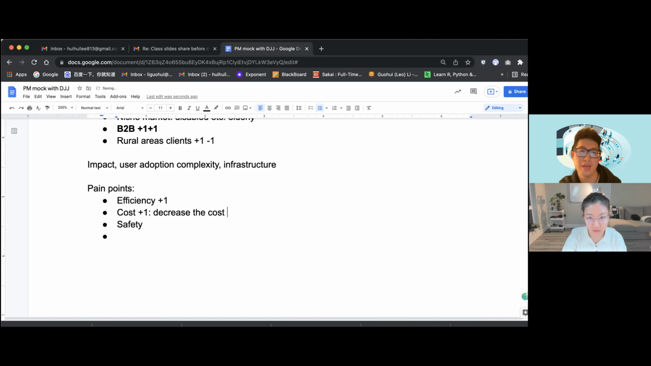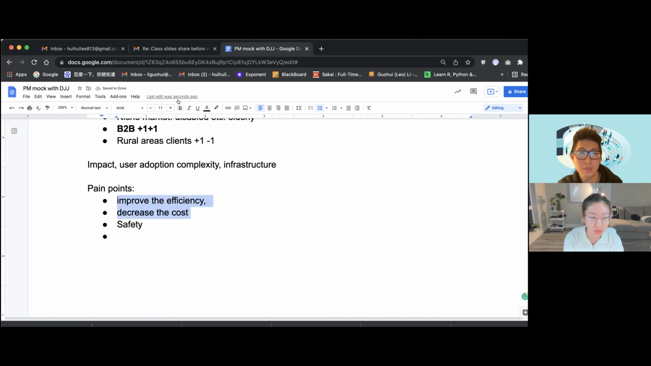Similarly, they want to improve the efficiency, but they don't know how, because they're limited to current technologies or the traditional way of delivering. So I will highlight this too as a pinpoint: they want to improve the efficiency and decrease the cost.